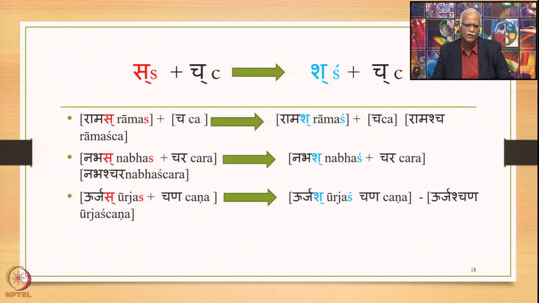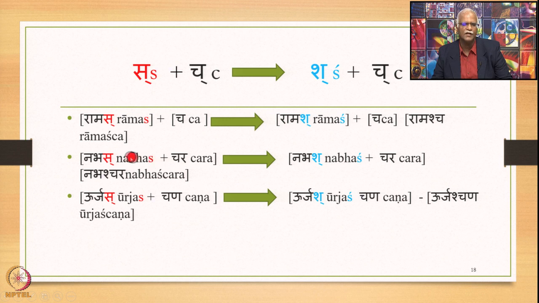Next we have examples where sa is immediately followed by ch, and 8.4.40 applies, and the output generated is sh plus ch. So we have Ramas plus ca, very famous and very popular, very frequent also, Ramash cha. And here, sa coming at the end of the pada, followed by ca, so sa is substituted by sh by the application of 8.4.40. So we have Ramas and ca, Ramash cha. Similarly, you will have Krishnash cha and so on, Harish cha and so on, so many examples. This is an example of sandhi in between two padas as part of the sentence.